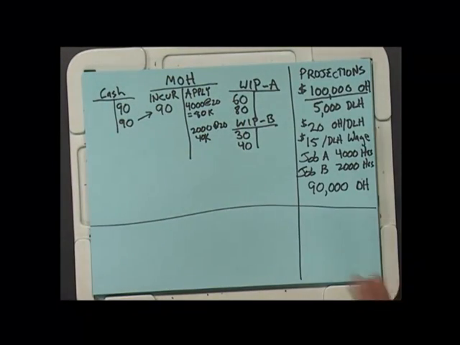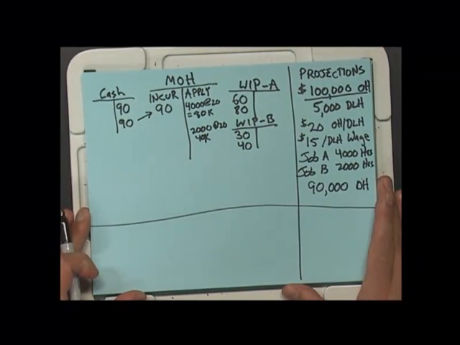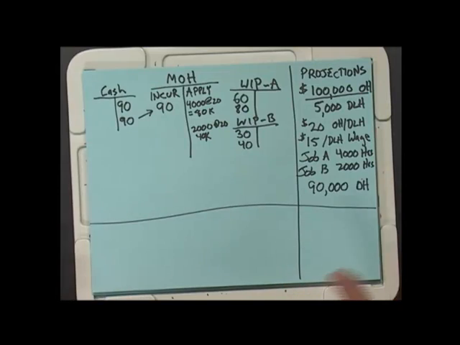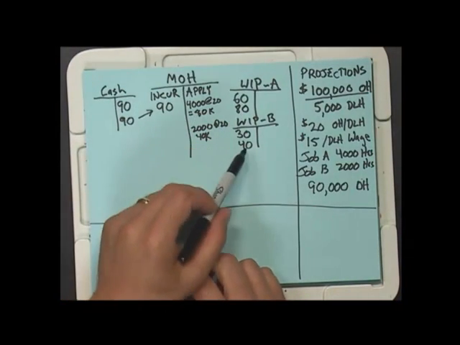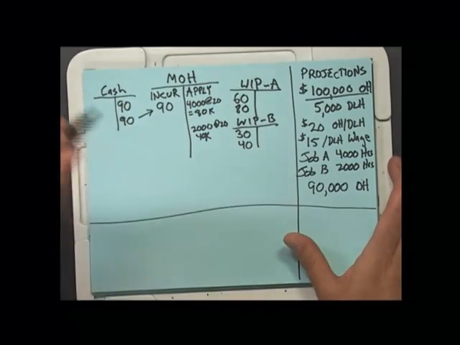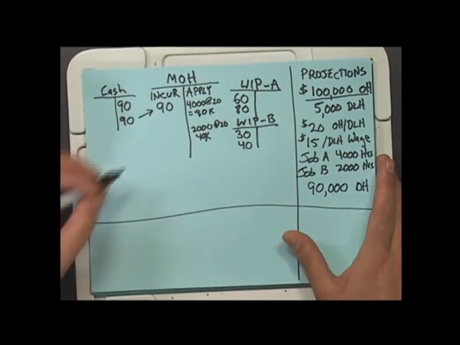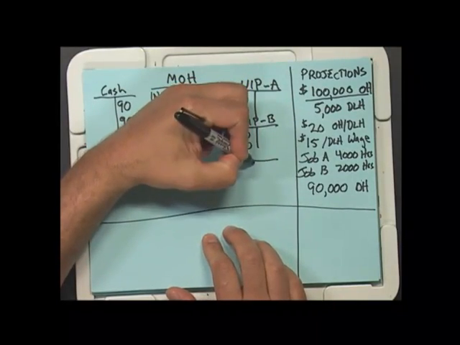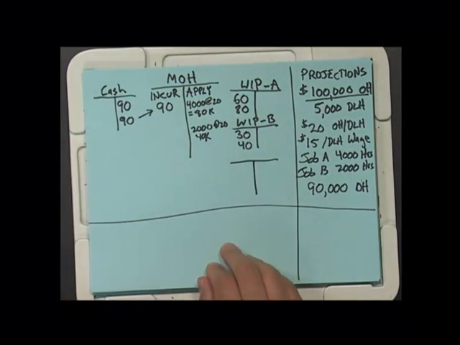Okay, so now we've really just repeated what we did before, but this is usually pretty good to see again at this point in the material. Now let's do the part we haven't done, which is that we finish job A. We finish job A and we sell it.